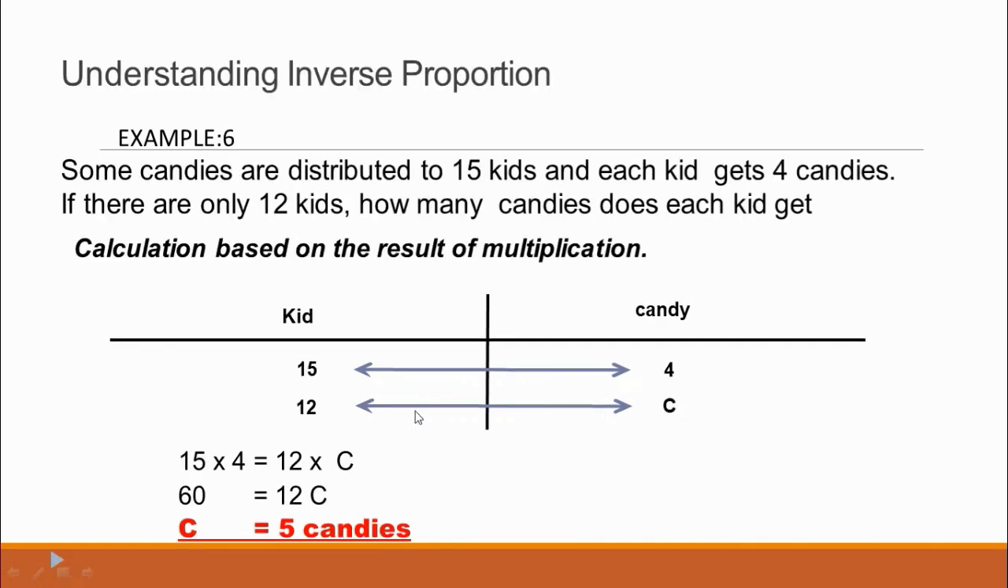Similarly, in the previous example, you see the kids quantity decreases, so the candy quantity will increase. Now the candy quantity is 5. In the first position, the candy quantity is 4, but now the candy quantity is 5. So since the kids quantity decreases, the candy quantity increases. This is called inverse proportion.